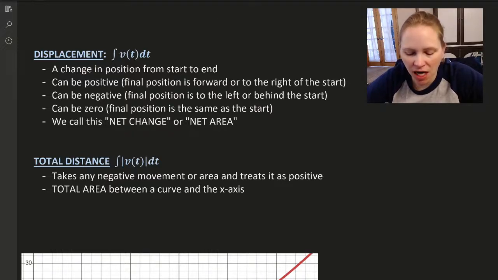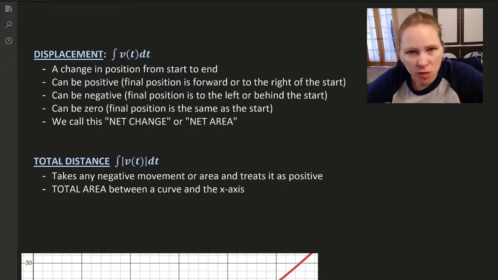Displacement is something that I like to talk about in terms of how you start your day. Generally speaking, we start our day getting out of bed, and we end our day getting back into bed where we started from. So your displacement throughout the course of a day is more than likely 0. The total distance you travel, though, doesn't take into account the direction that you traveled.